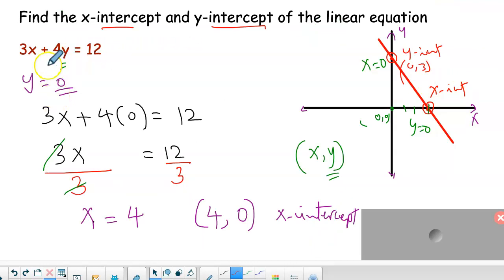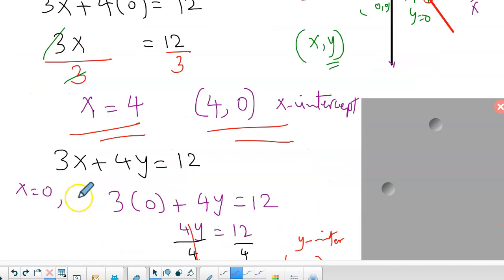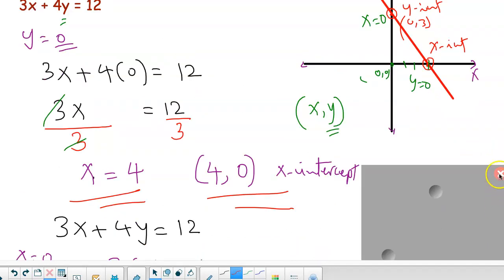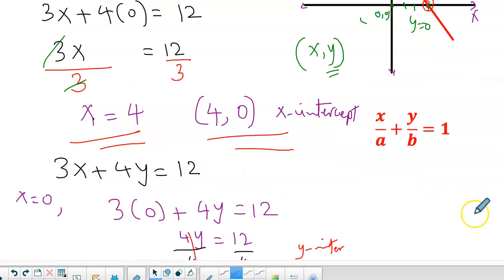Substituting y is equal to 0 in the given equation and solving it for x will give us the x-intercept. And substituting x is equal to 0 in the given equation and solving for y gives you the y-intercept. And you have another formula, the intercept formula. I'll show you that also for better understanding.